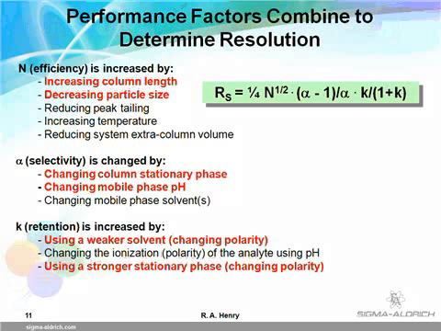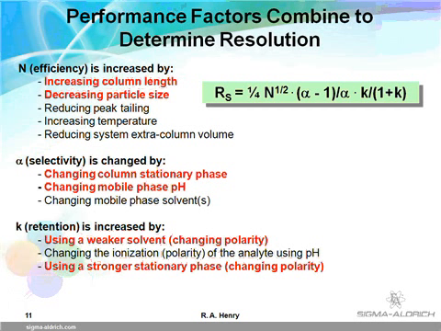This next slide summarizes the resolution equation and how to improve resolution by making changes that can alter each of the terms. For example, if selectivity, alpha greater than 1, and retention, k greater than 2, are adequate, one should examine the efficiency term. The two best methods for gaining efficiency are increasing column length, as N increases directly with length, and decreasing particle size, as N increases inversely with particle diameter.